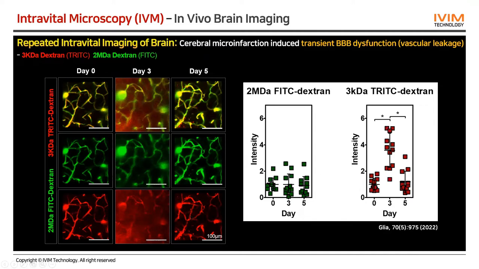But at day 5, the BBB function was recovered, restored. So this transient BBB dysfunction happened at day 3 and was restored at day 5. Okay, so day 0, day 3, and day 5. You can see the leakage only at day 3.